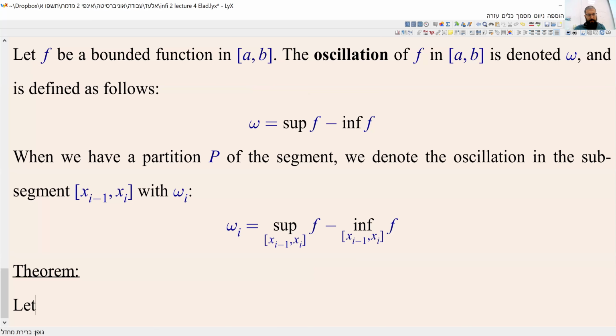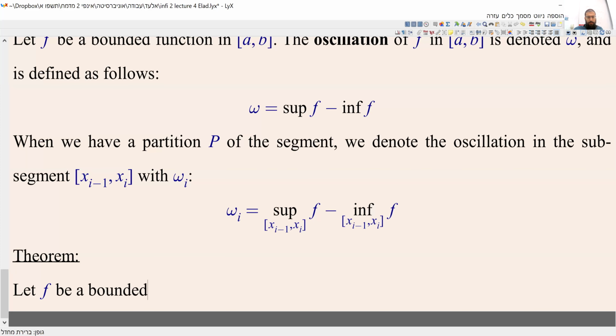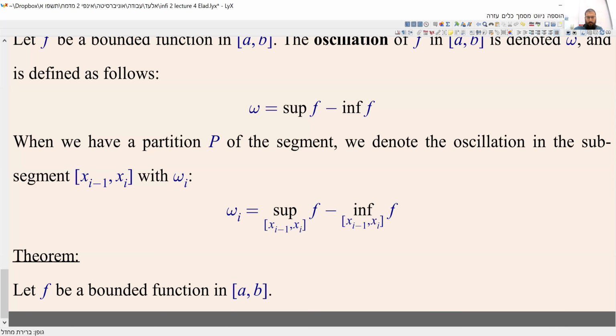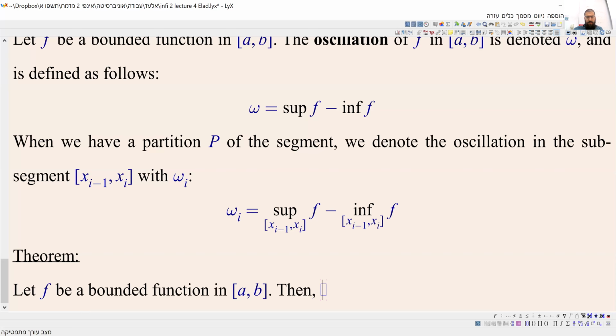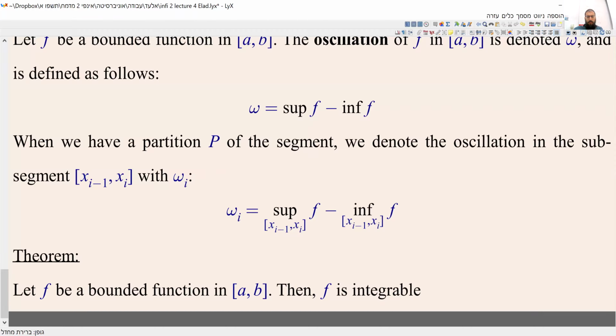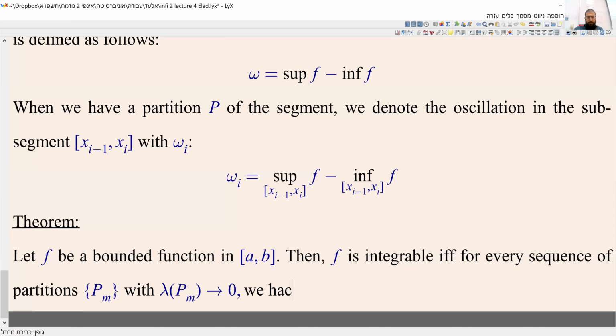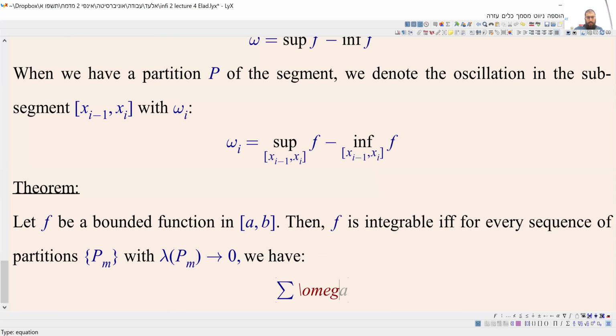Theorem. Let f be a bounded function in A and B. Then f is integrable if and only if for every sequence of partitions P_n with parameter lambda going to 0, when n tends to infinity, we have the sum of omega_i multiplied by delta x_i goes to 0, tends to 0.